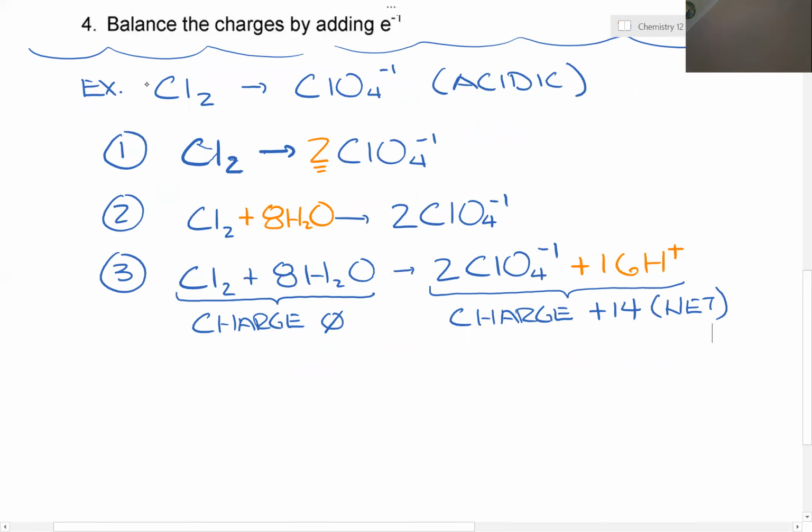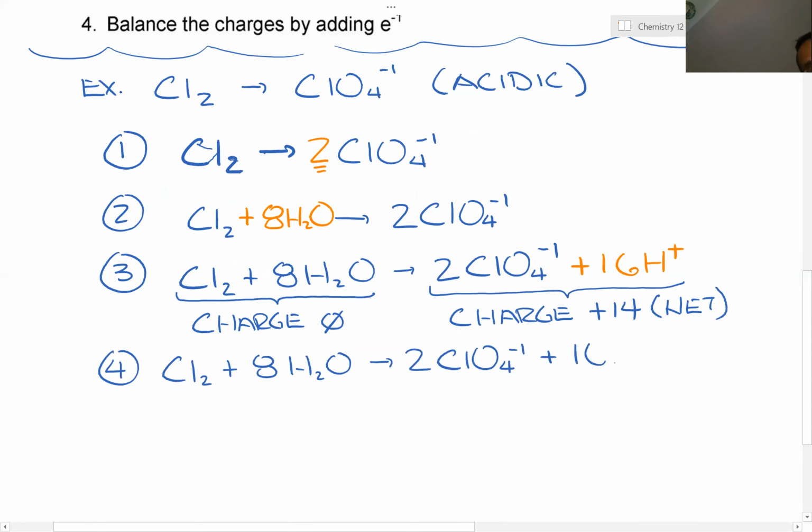So here, I would need to put my electrons on the right-hand side. So step number 4, we have Cl2 plus 8 H2O gives 2 ClO4 minus 1 and 16 H pluses. And in this case, I would add another 14 electrons.